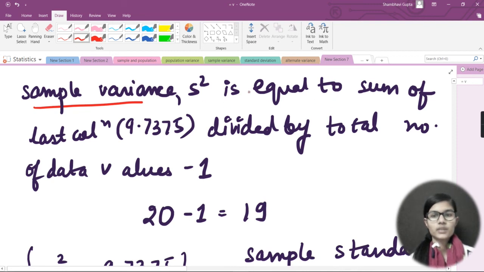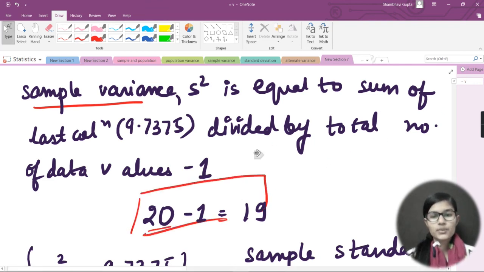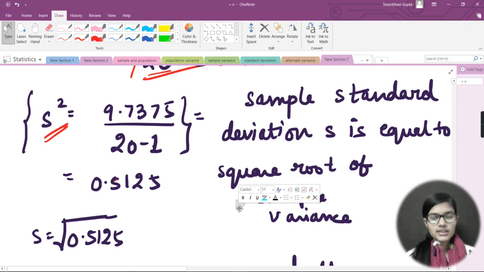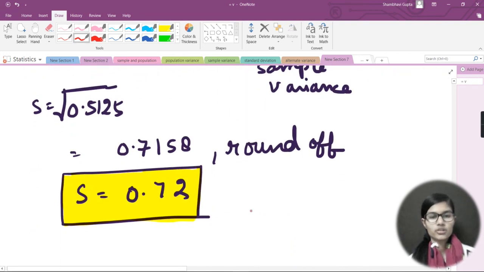Then I discussed the sample variance, that S squared is equal to the sum of the last column divided by the total number of data values minus 1. So here I wrote 20 minus 1, and that was 19, right? Next, I found S square, that is 9.7375 divided by 20 minus 1, which resulted in 0.5125. But what was our main motive? We need to find the sample standard deviation. S is equal to the square root of sample variance, fine. So we took the square root, and the final output I got is 0.72, and this is my final answer for this question.